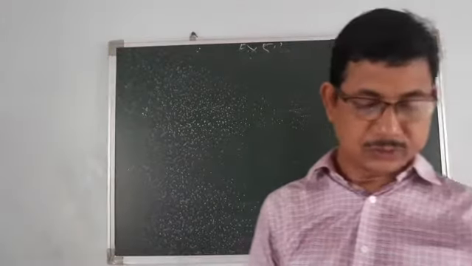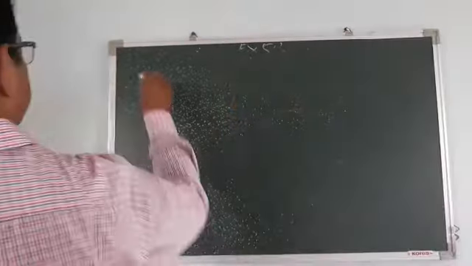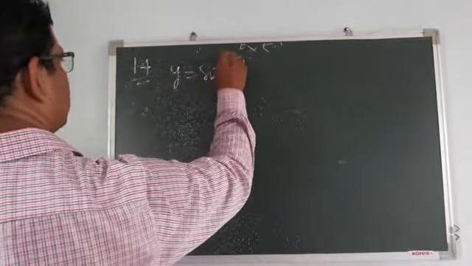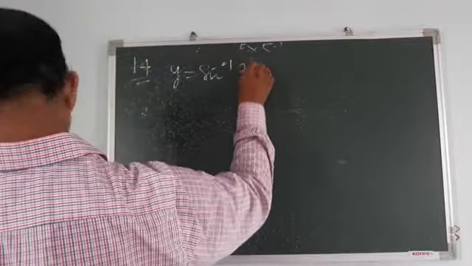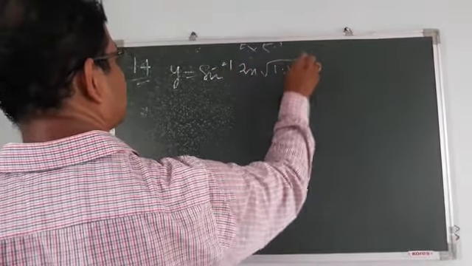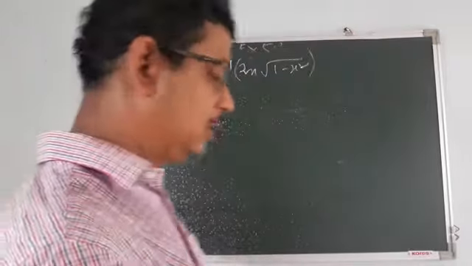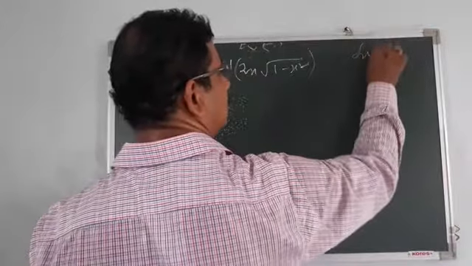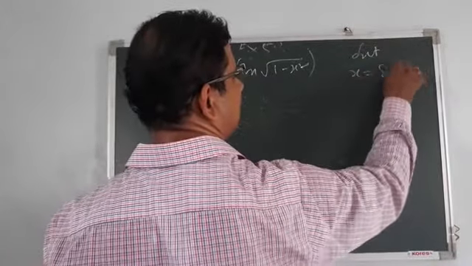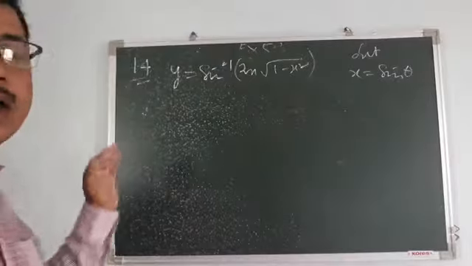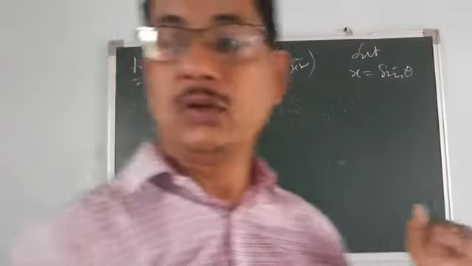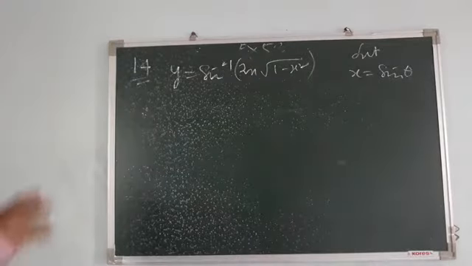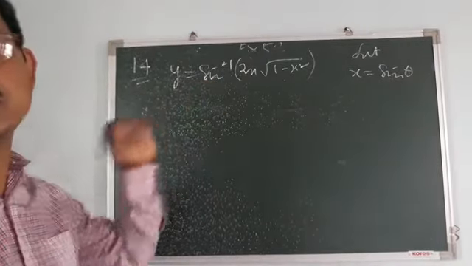Question 14 is given: y is equal to sine inverse of twice x root over 1 minus x square. Here the substitution is a little bit different. What you will do? You will put x equal to sine theta. Earlier we have taken x equal to tan theta, only here we have taken sine theta. The intention is that we will be able to find a sine term so that sine inverse will cancel.